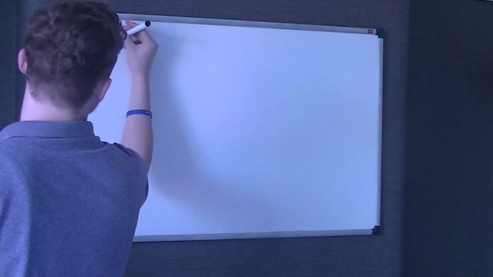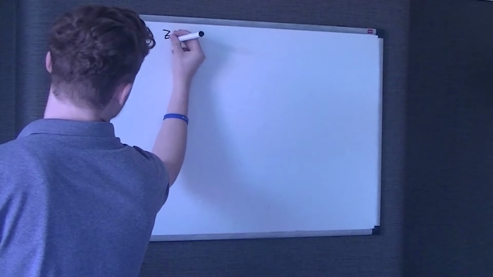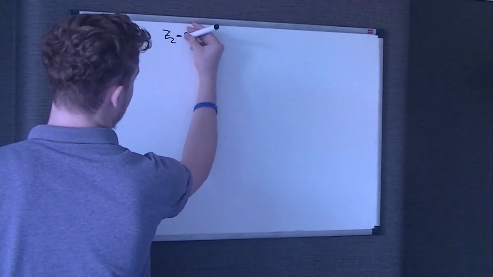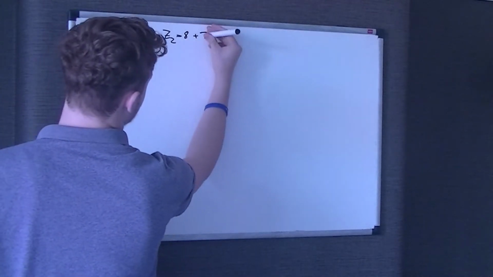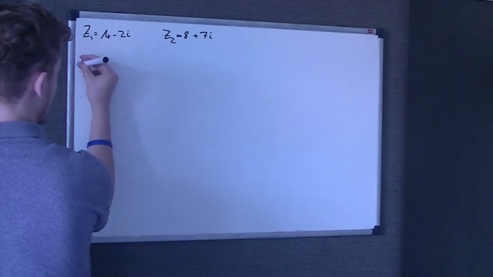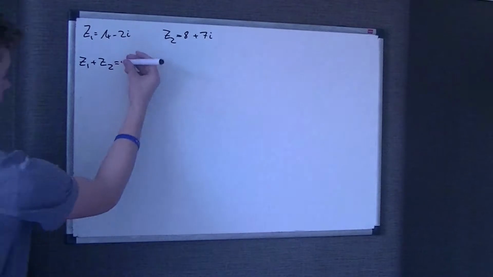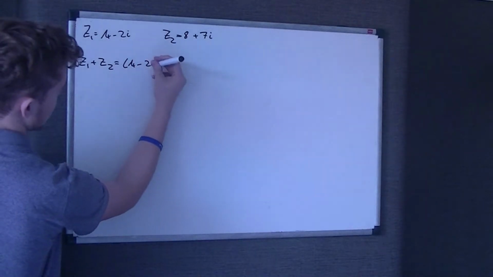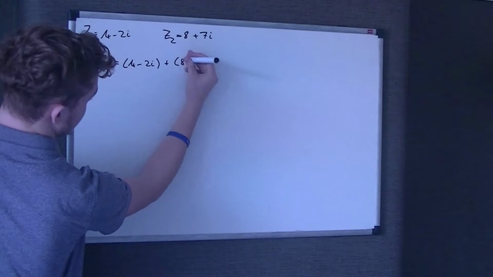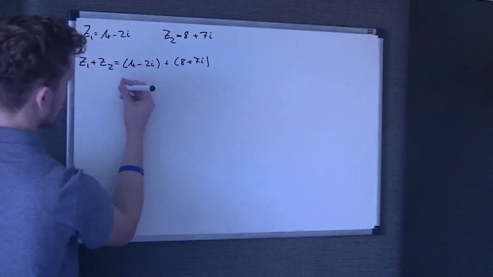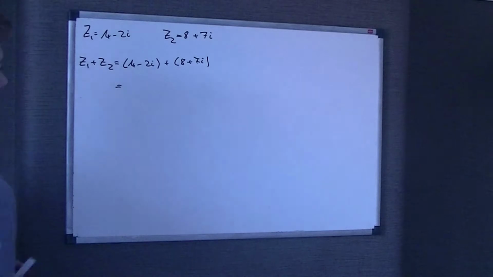So if we've got a complex number, I'm going to call this z1, and we say that's 4 take 2i, and we've got another complex number. This is not the complex conjugate, because it's a totally different complex number. If we have this as 8 plus 7i, and we want to do z1 plus z2, this is the same as saying, in brackets, 4 take 2i, plus 8 plus 7i.